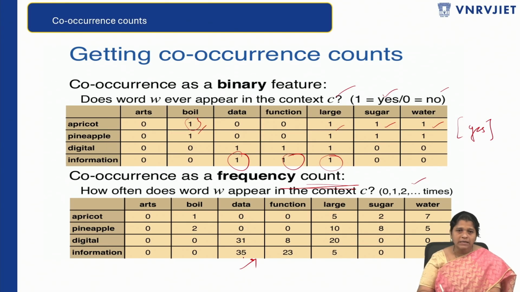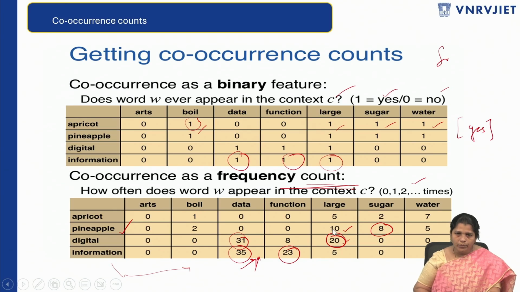In this example, we can see that the word information, in this context of discussion about some computer terminology, has been used with respect to data 35 times. Similarly, the word digital has been talked about 31 times. Similarly, it is being discussed with respect to function 23 times, because I'm writing some function, C function, or some mathematical function, illustrating it, running it, and so on. And the word pineapple is talked about more times whenever I'm talking in the digital large, and sugar 8 times, and so on. The digital has been discussed more in large.